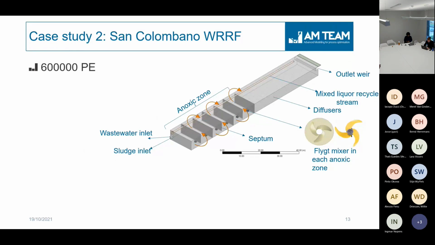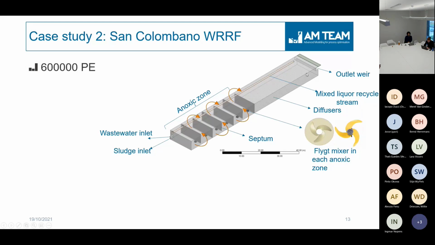In San Colombano, it was a bit more complex. So you had an anoxic zone in the beginning, and then you had an aerobic zone in the rest of the reactor. The anoxic zone was with all these baffles. So water was coming in from here. It goes through different baffles like this, and then enters into the big aerobic zone.